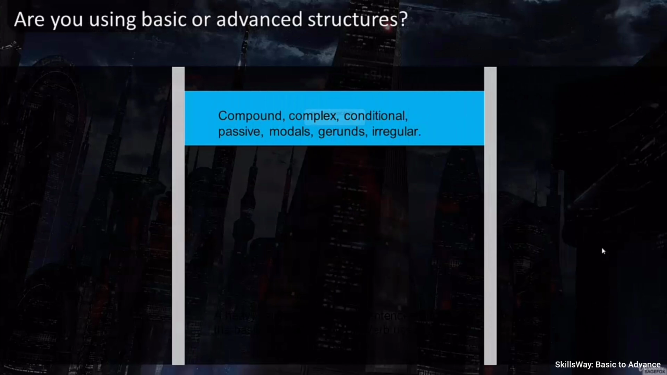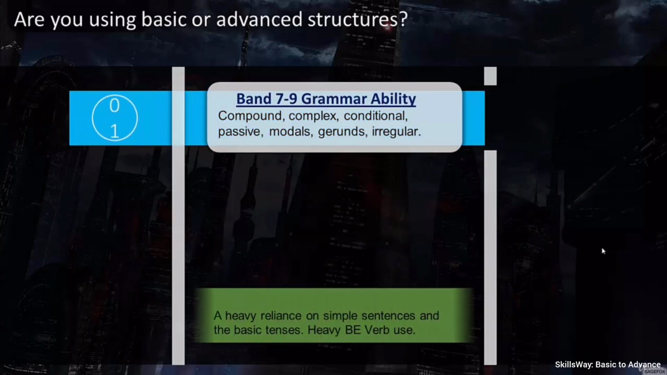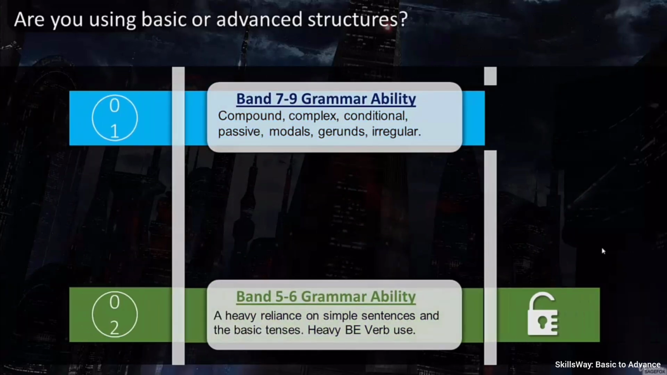Are you using basic or advanced structures? I talked about this already. At the top, you see some of the higher level structures. At the bottom, you have the lower level structures, the simple sentences, just using the simple past and the simple present. Also, heavy be verb use. If all of your sentences are using is, are, was, were, has, have, having, be, being, am, if you're using a lot of be verbs, it makes you sound like you are a lower level speaker.